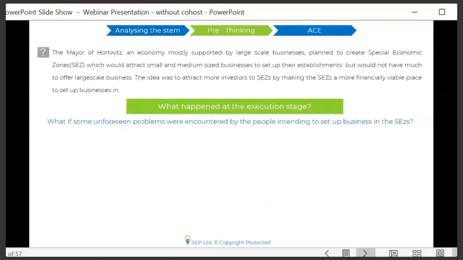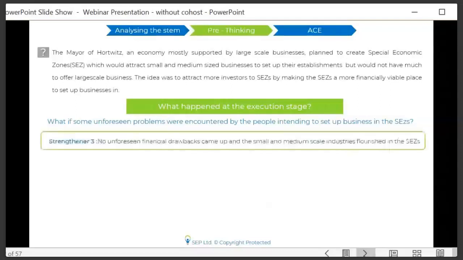Now the SEZs must have been specially planned. Okay. All right. So what if some unforeseen problems were encountered by the people intending to set up businesses in the SEZs? If such problems were there, then the SEZs would not be able to flourish. So another strengthener would be a statement telling us that there were no unforeseen financial drawbacks that came up, and the small and medium scale industries flourished in the SEZs. This is what we call guarding against a weakener.